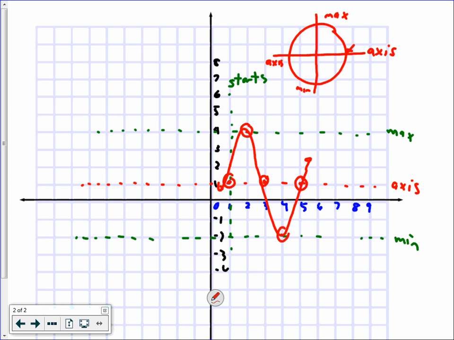Yeah? Should the min be your previous? Should be what's fine?